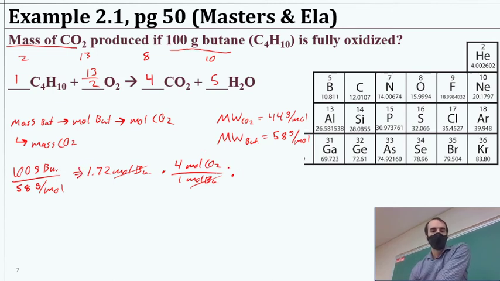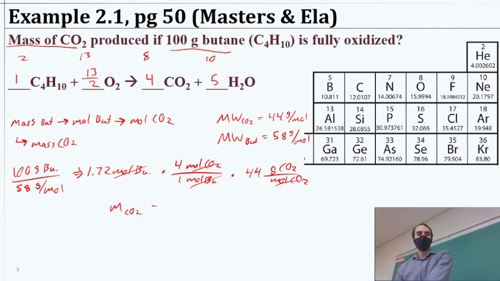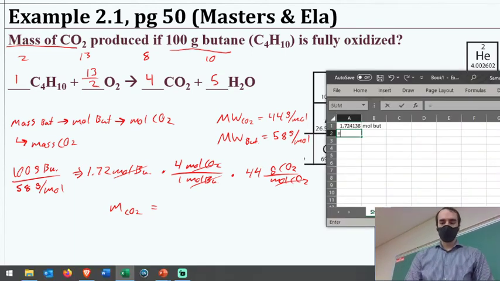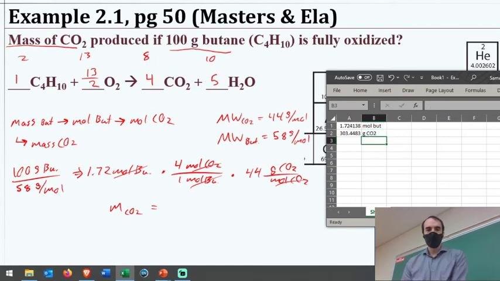instead of say equals, let's just say we're going that way. We'll multiply by the molecular weight of CO2, 44 grams of CO2 per mole of CO2. And then our moles of CO2 will cancel, and we'll be left with grams of CO2. And that should solve our problem there. So mass of CO2 should be 4 times 44. So 303 grams CO2. Hopefully that's what you got, 303.